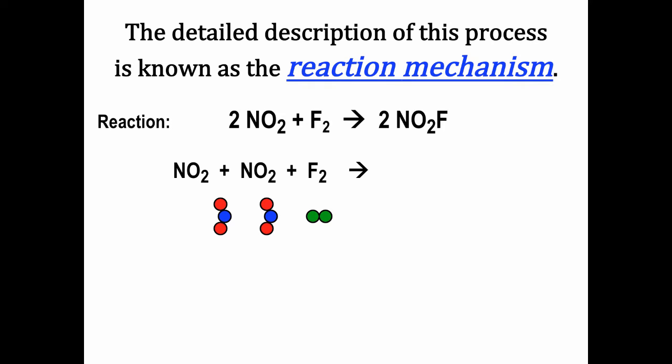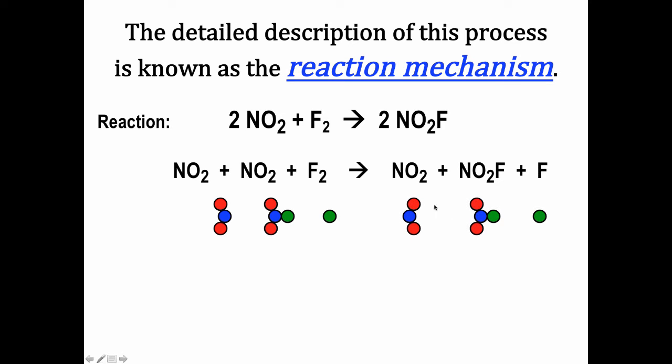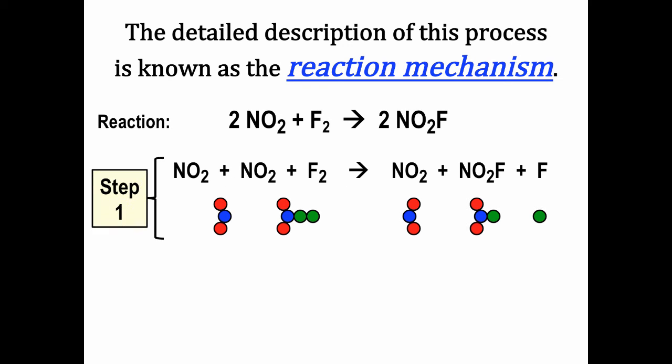Now how this occurs is, first of all, we have two NO2s and then an F2, and what happens is one of the NO2s and the F2 bump into each other, and have to do it with enough energy to break chemical bonds, to overcome the activation energy. What ends up happening is the F2 splits and one of the F's sticks onto the NO2 and the other F is by itself. So here are the products of that reaction, and note this is the first step of the reaction mechanism.